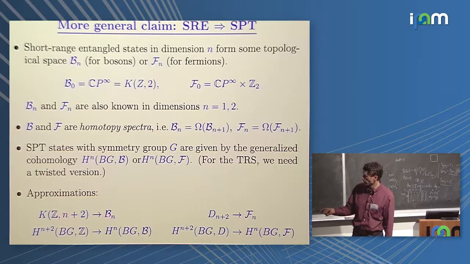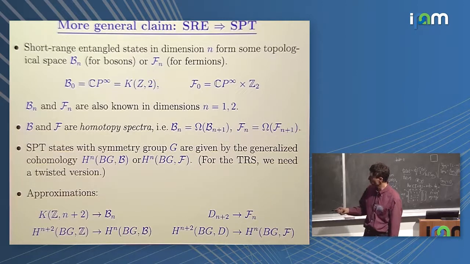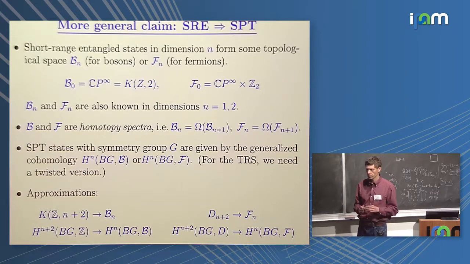There is a map from K(Z, n+2), the Eilenberg-MacLane space, to that unknown space Bn. Although the space is unknown, this map can be constructed. And therefore, there is a map between the cohomology groups. And this H^n of BG with integer coefficients is an approximation to the actual classification. And for fermions, there is another space, not K(Z, n+2), but a spectrum with two non-trivial homotopy groups, and it was considered by Dan Freed. You would just use this spectrum as an approximation to Fn. We get something that was termed supercohomology.